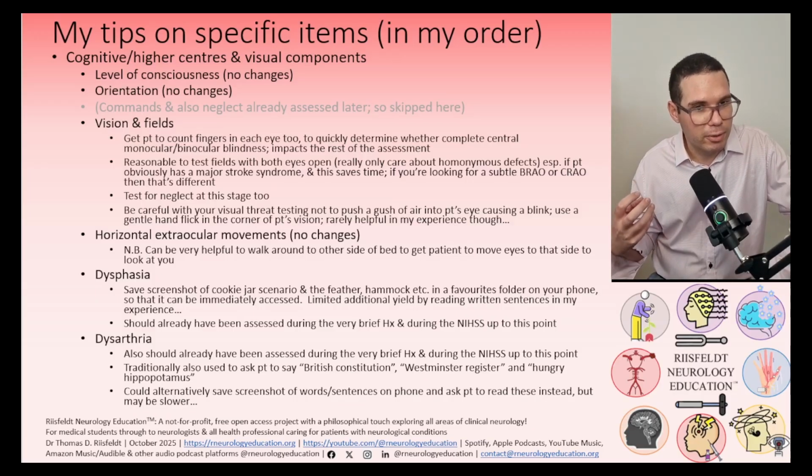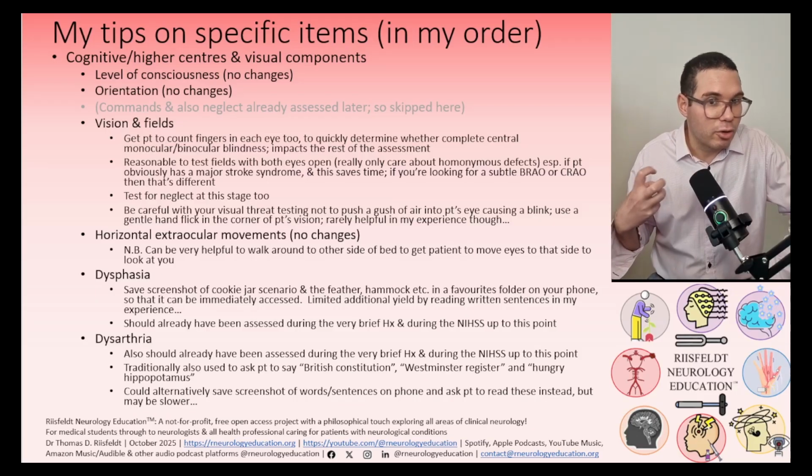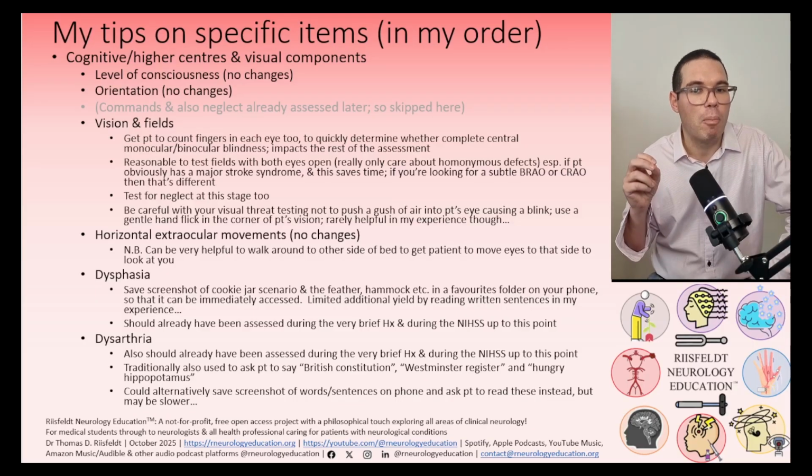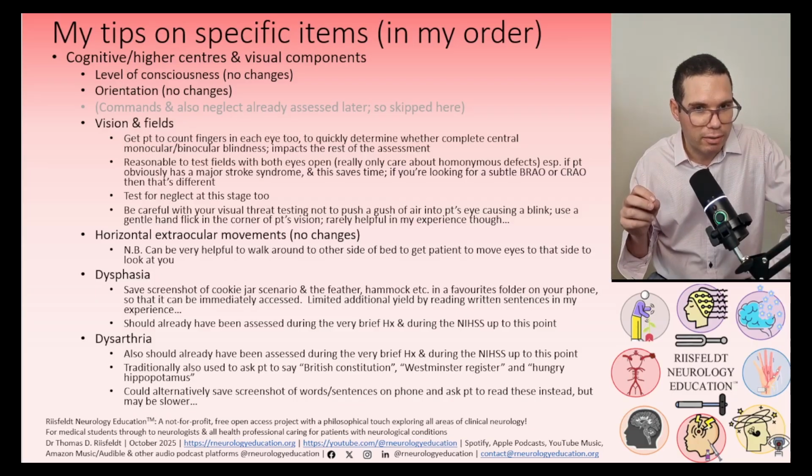Then in terms of the field testing, this is going to contradict the golden rule from the cranial nerves episodes, but in the hyperacute stroke setting, it's the one exception where it is acceptable, and in fact it's recommended, to test the eyes together, so with both eyes open. The reason for this is, in the hyperacute stroke context, we really only care about a homonymous field defect, particularly if the patient obviously has a major stroke syndrome.